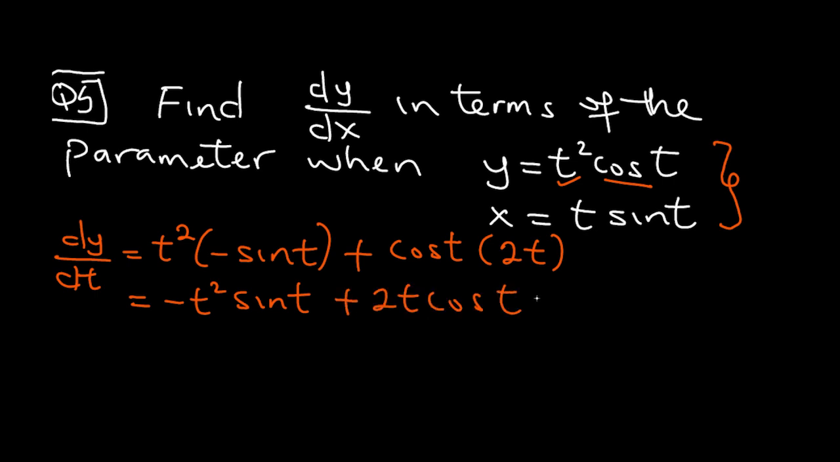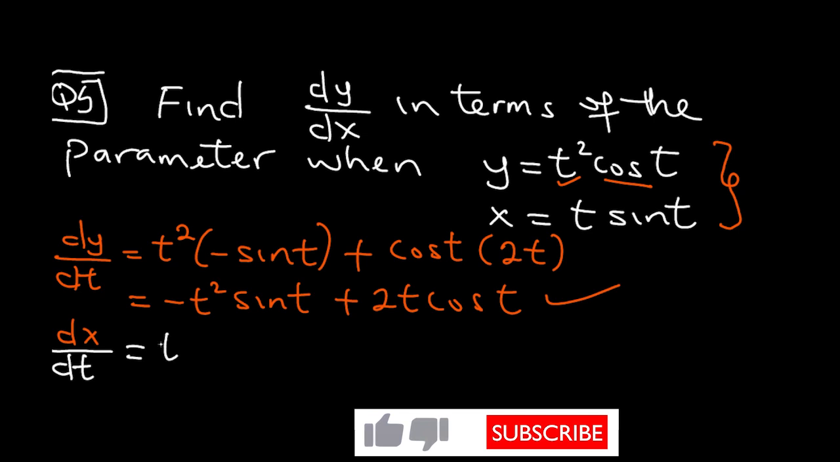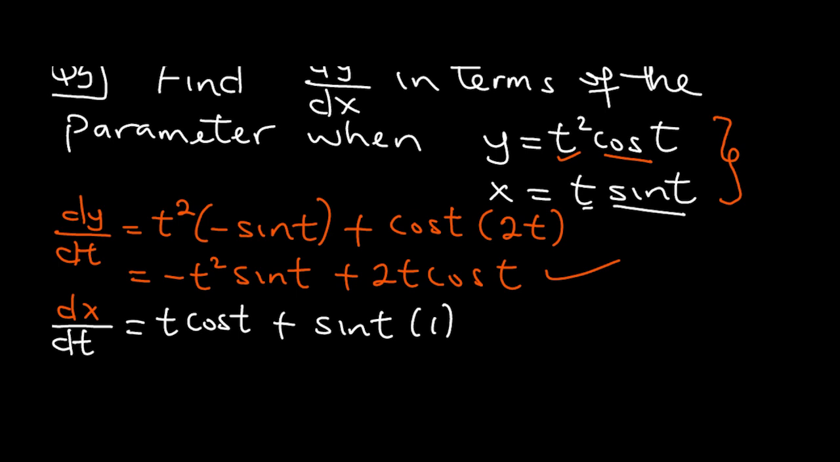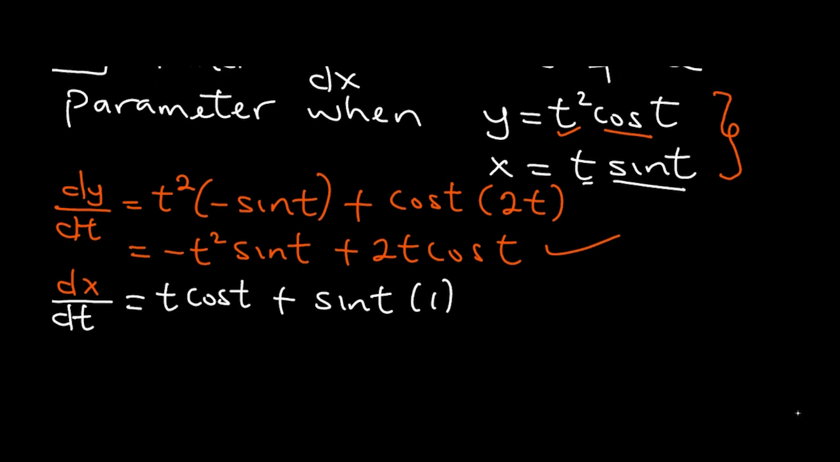Can we also get dx/dt? You keep t constant, differentiate sin t, that'll be cos t, then plus, keep the sin t constant and differentiate the first term, and that'll be 1 with respect to t. So we've gotten that. The next thing to do now is to connect the derivatives, dy/dt and dx/dt, together using this equation.